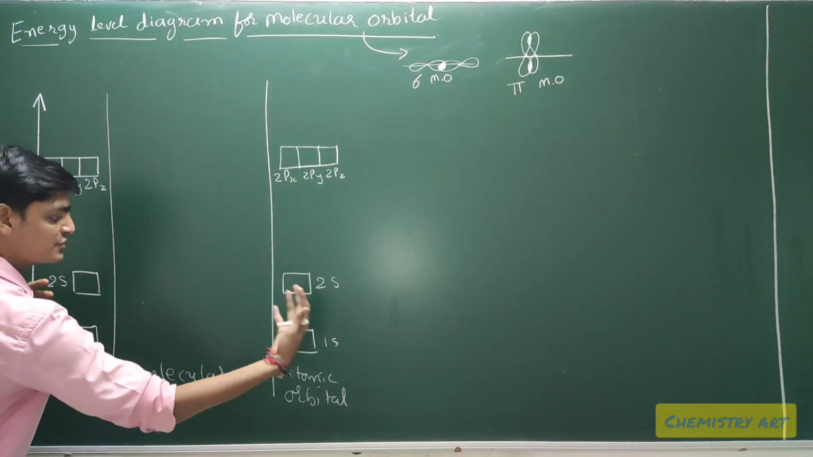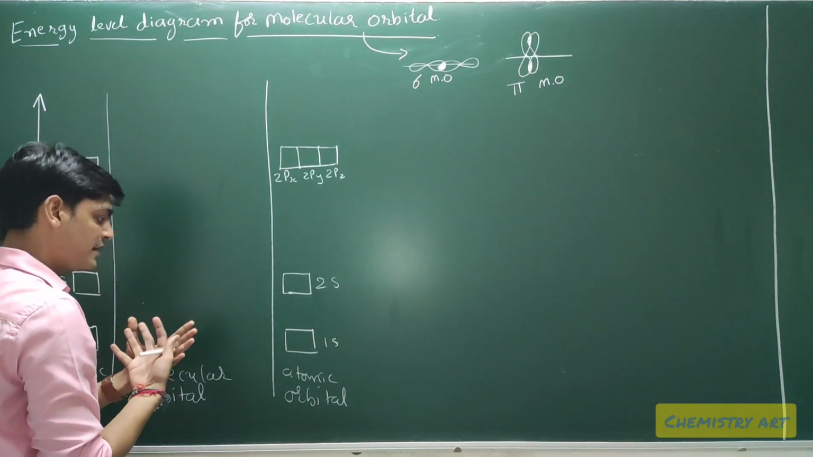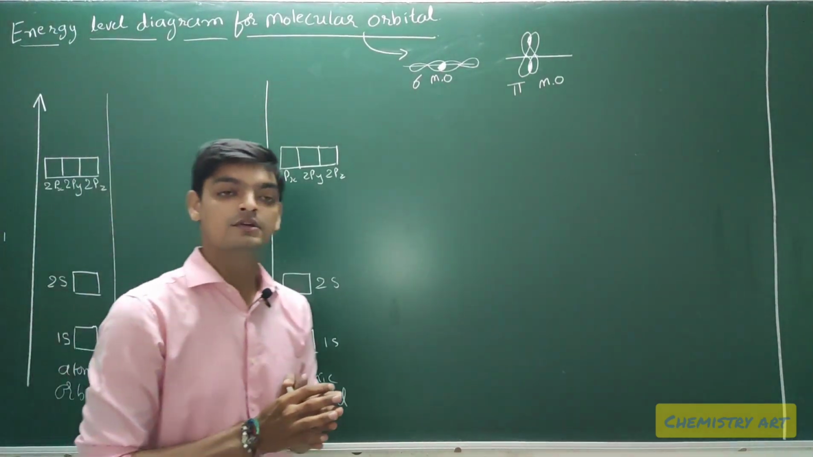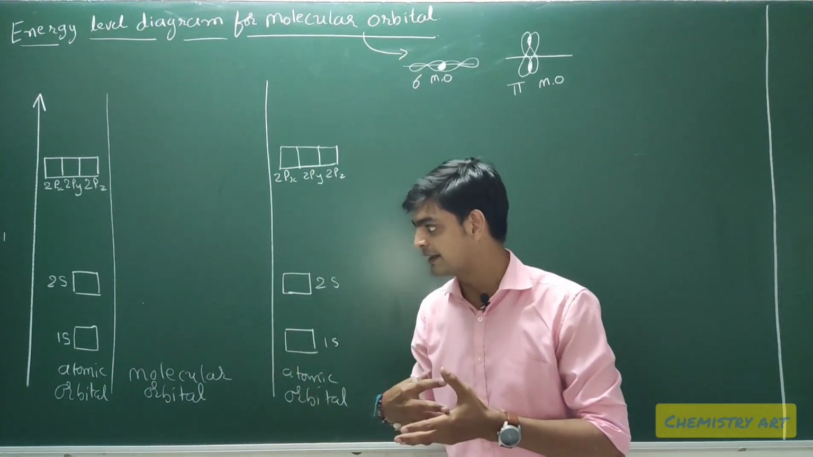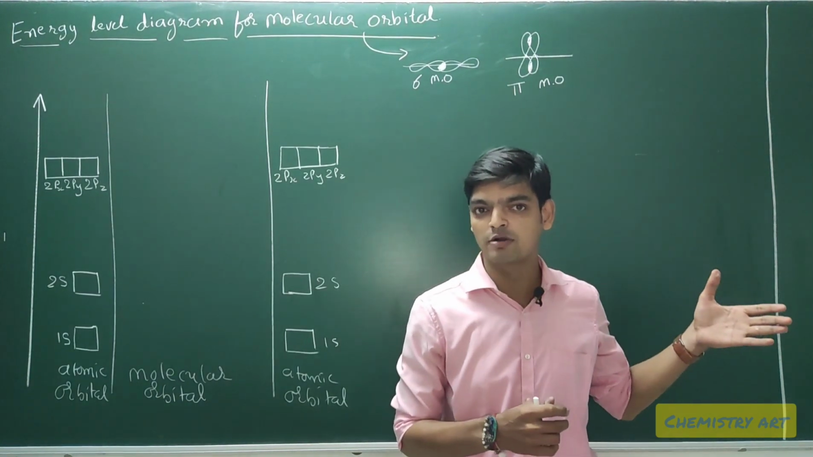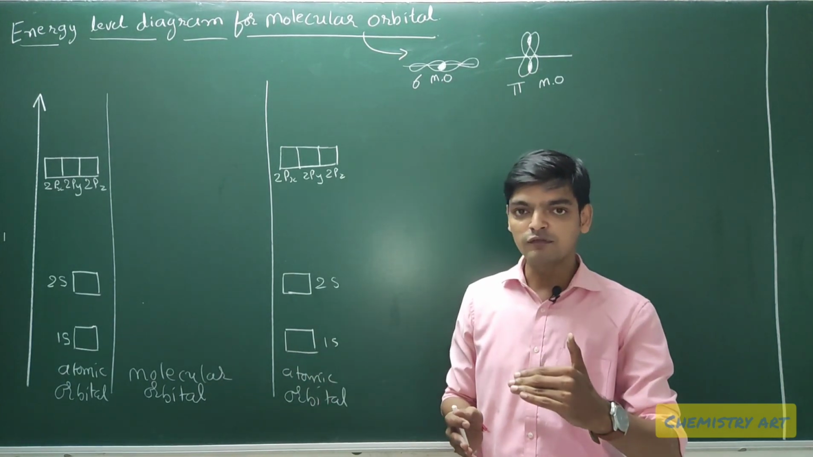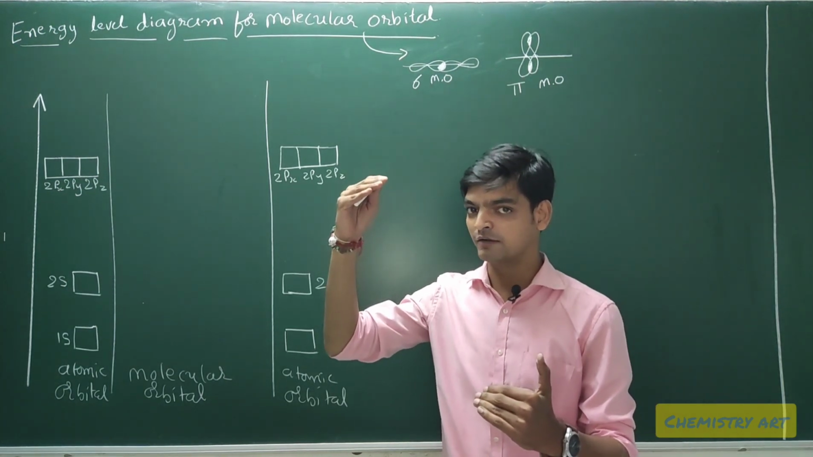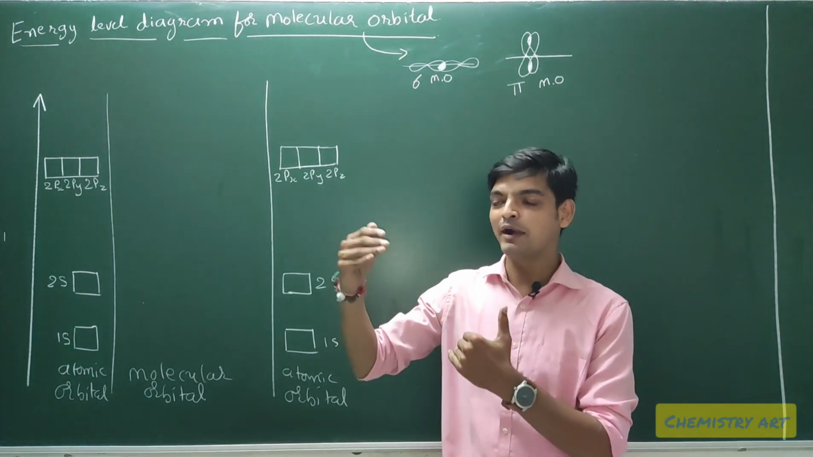Now when these two atomic orbitals combine, they form molecular orbitals. So what will be the energy order of the molecular orbitals? As we know, molecular orbitals form when atomic orbitals combine, and the same number of molecular orbitals will form as the number of atomic orbitals combining. Half of them will be bonding molecular orbitals and half will be anti-bonding molecular orbitals, which we call BMO and ABMO.